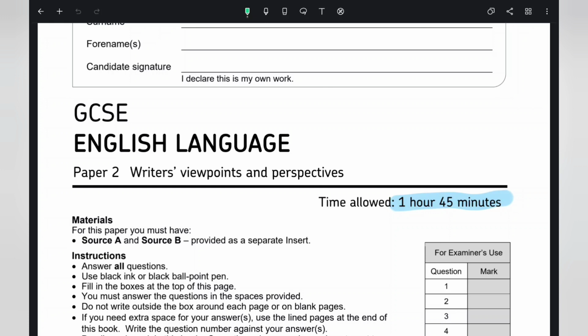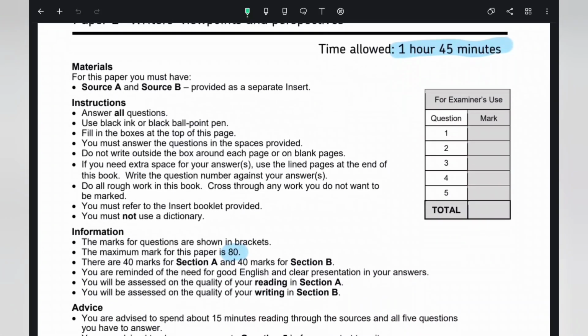So this is the last and final English language exam that you are all going to sit, and what I wanted to do is provide some revision tips and how to approach the exam on Monday. So the exam is of course out of 80 marks, and for you to do well you need to do well equally in both section A and section B.